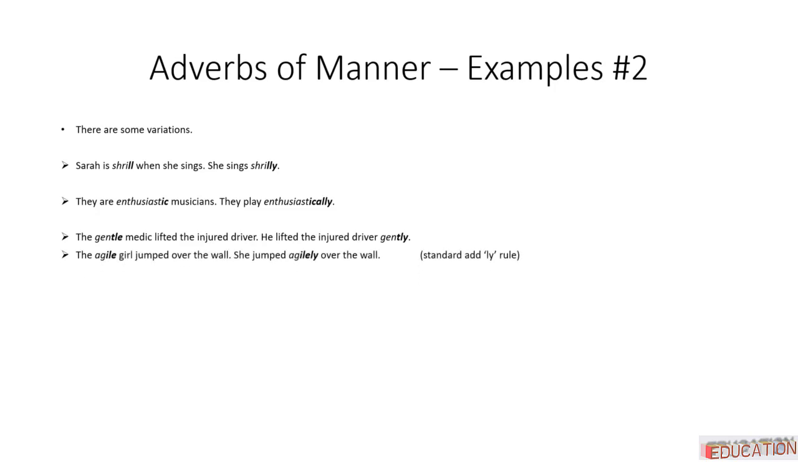Now if the LE follows a vowel, as in this case, this actually takes the standard rule, just add LY. So the agile girl jumped over the wall, she jumped agilely over the wall. An exception to this is whole becomes wholly, as we can see here.